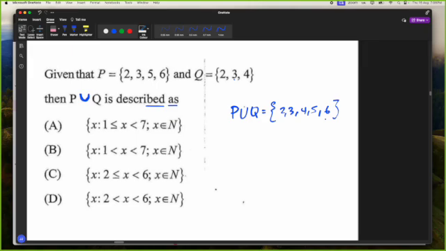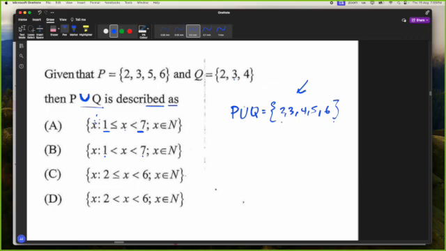So let's see what are the options here now, right? The set P union Q could be described as the set of numbers such that those numbers are between 1 and 7. They include 1, but they do not include 7. Well, this doesn't include 1. So we have numbers between, so part B is not part A. Part B, we have numbers between 1 and 7, but they don't include 1 or 7.